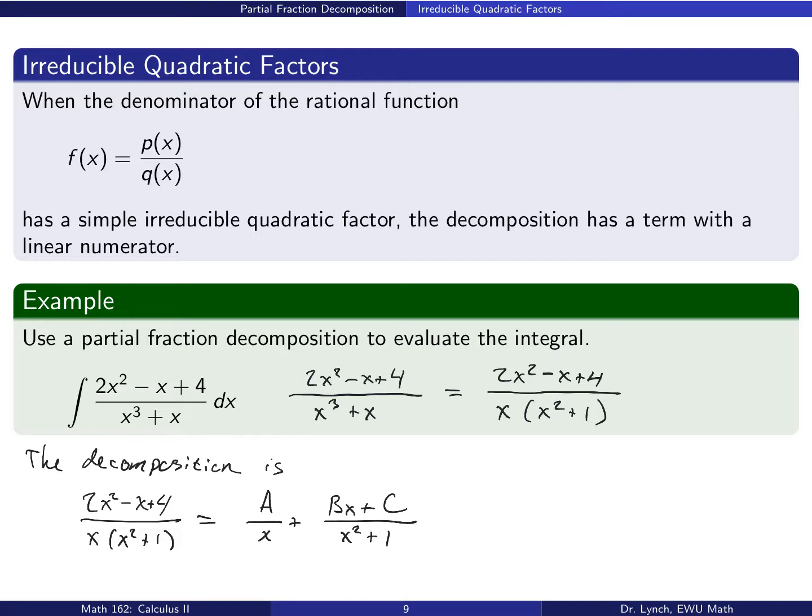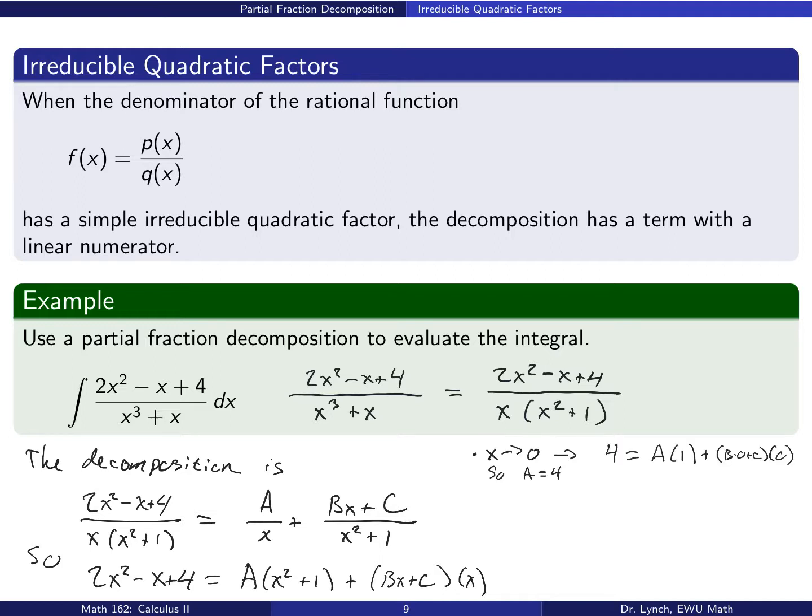Again, we can clear the denominator multiplying through by the denominator on the left-hand side. Now, as it turns out, we can still find the constant corresponding to that simple linear factor with a quick choice of x. When x is 0, the bx plus c term is zeroed out, and we can see that a has to be 4. Now, to find the other constants, the b and the c, it turns out to be easiest to multiply out and match powers. Here's what I mean by that.